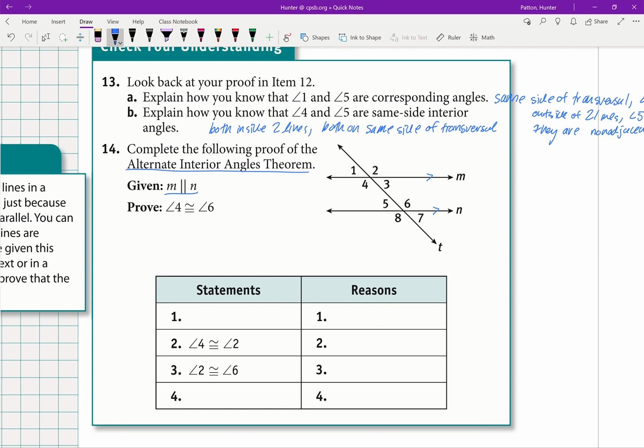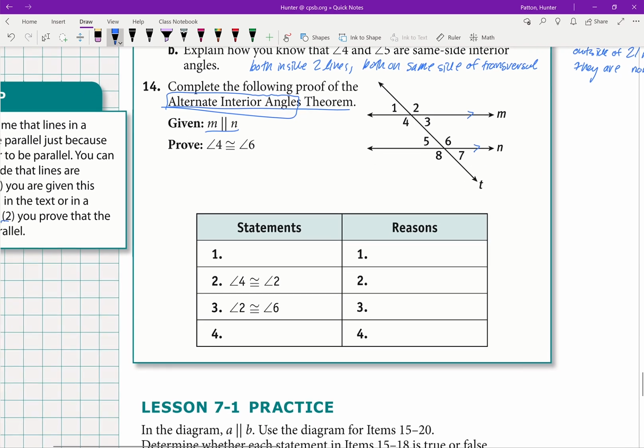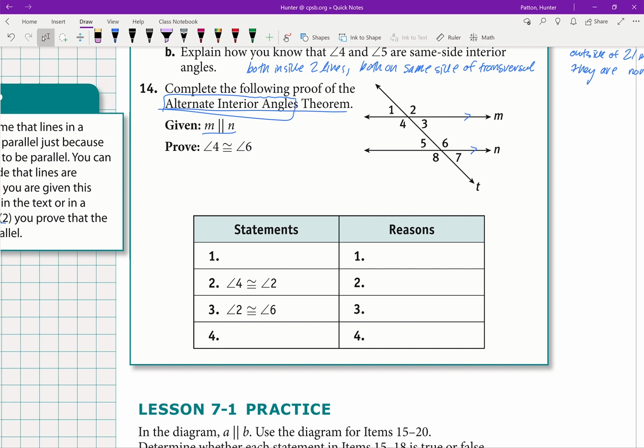What we want to prove is that angle 4 is congruent to angle 6. So angles 4 and 6 are alternate interior angles because we're proving the alternate interior angles theorem. And we want to show that they're congruent because the theorem says that alternate interior angles are congruent when the two lines are parallel and cut by a transversal. All right, this one was a little bit harder because you had 6 different things to fill in. So our first statement is always the given statement. So m parallel to n by given. I hope you got that one at least.